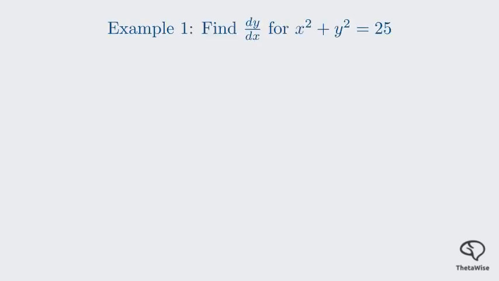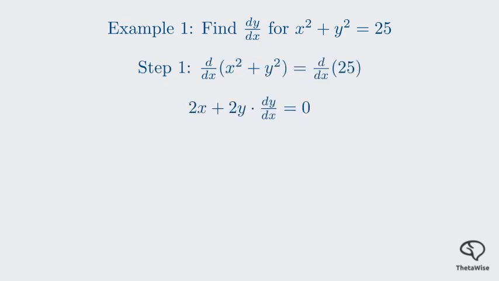Let's apply this process to our first example, the circle equation. We want to find dy by dx for the equation x squared plus y squared equals 25. Step 1. Differentiate both sides with respect to x. The derivative of x squared is 2x. The derivative of y squared is 2y times dy by dx. And the derivative of the constant 25 is 0.